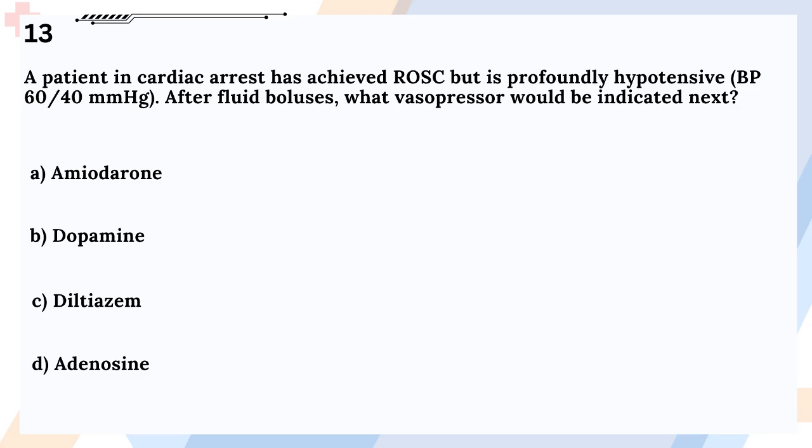Question 13. A patient in cardiac arrest has achieved ROSC but is profoundly hypotensive, BP 60/40 mmHg. After fluid boluses, what vasopressor would be indicated next? A. Amiodarone. B. Dopamine. C. Diltiazem. D. Adenosine.